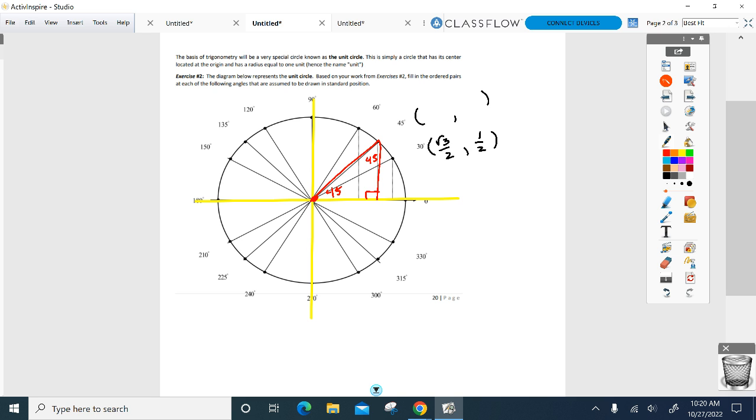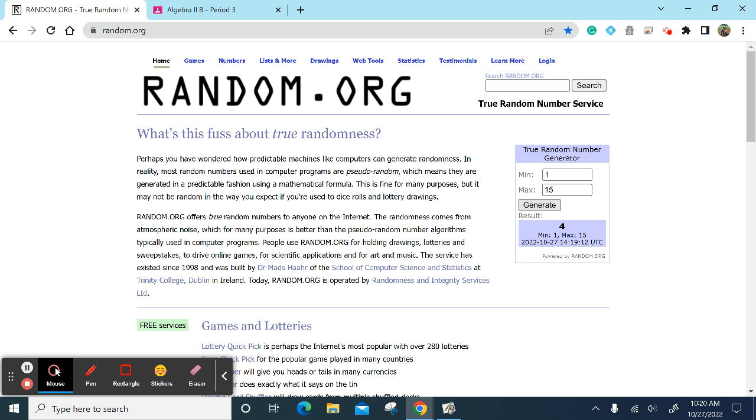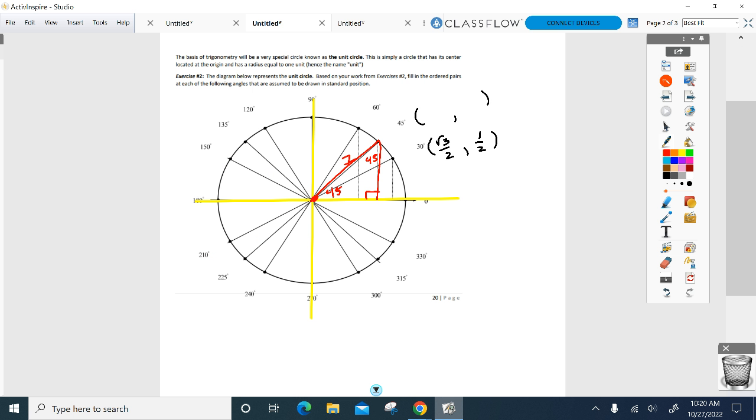Everyone okay on why it's 1? Unit circle, all the radii are a length of 1. All right, so what are the side lengths across from the 45s then? Look back up at your triangle. If the hypotenuse is 1, what's across from the 45s?